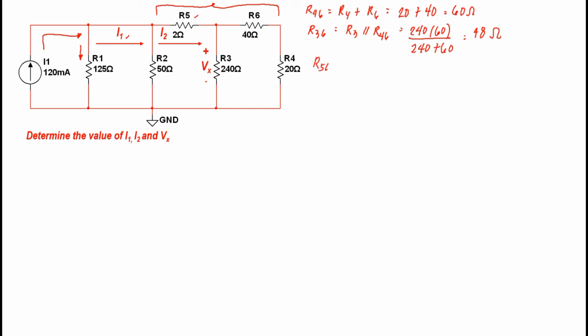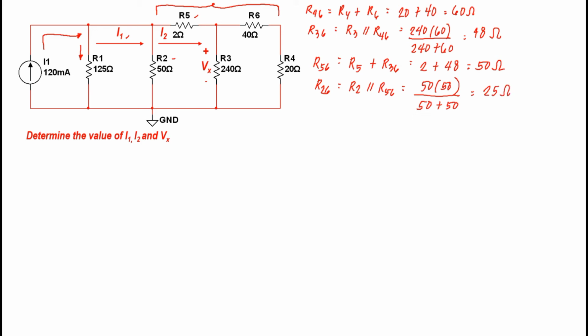After simplifying that, it will be in parallel with this resistor, the R5. So let's say that is R56. R56 is equal to R5 plus R36, which is 2 plus 48, and that's equal to 50 ohm. Now we have here R2 and the R56, which are in parallel with each other. So let's say that's R26. R2 is in parallel with R56, and both are 50. If two resistors are in parallel and they are the same value, it's like dividing them by two. So we have 25 ohms.